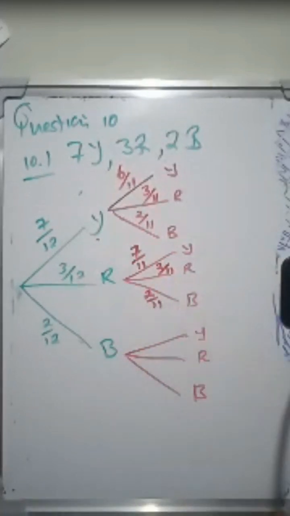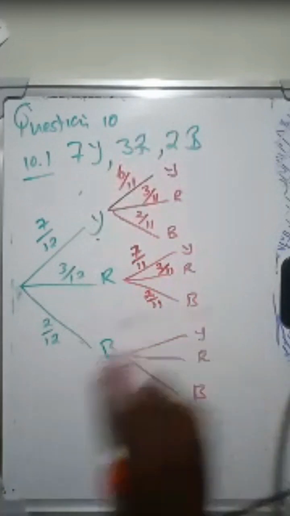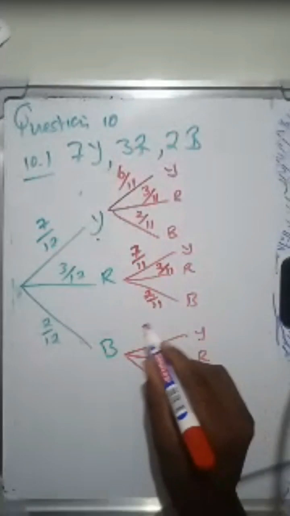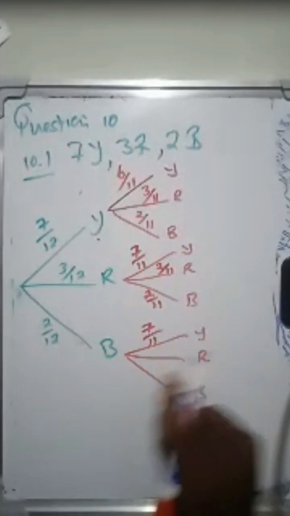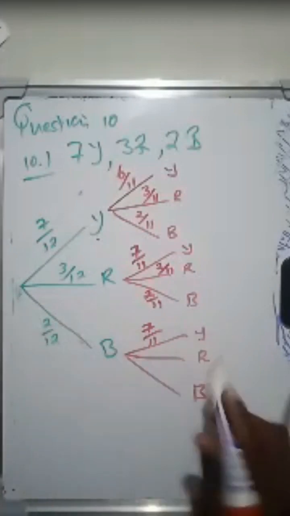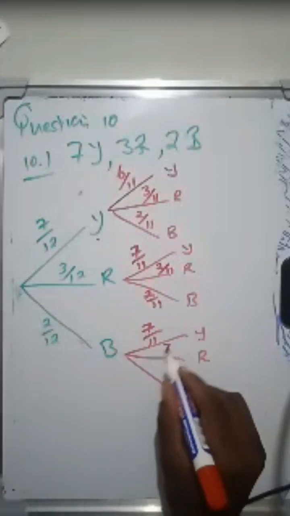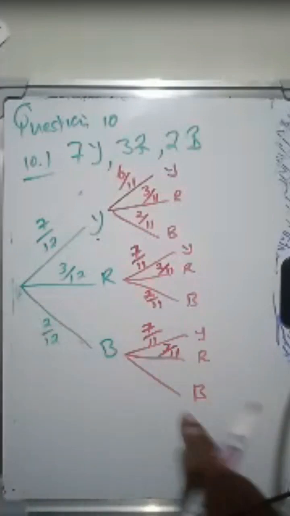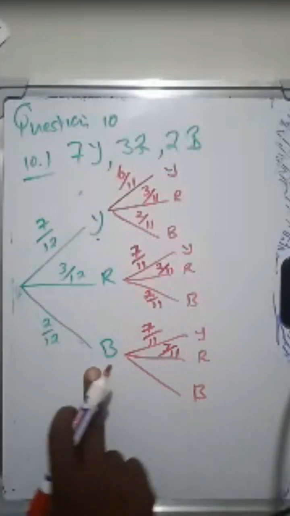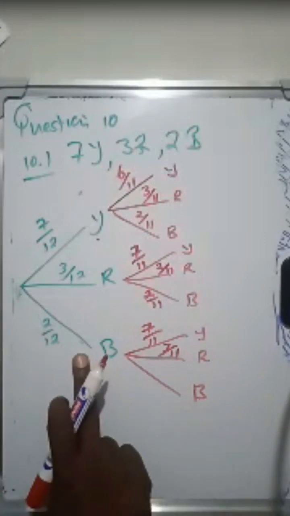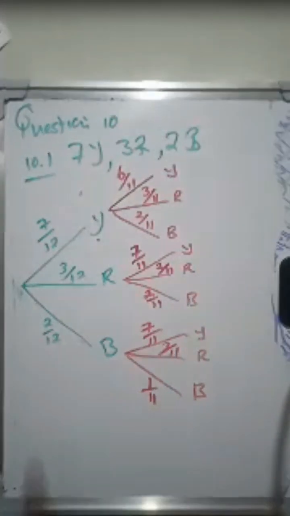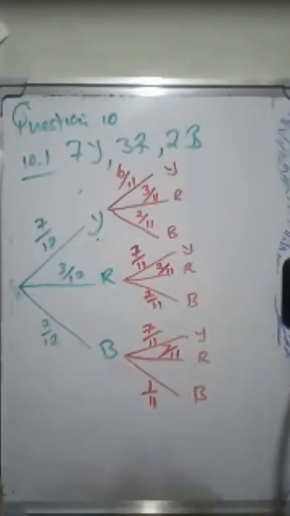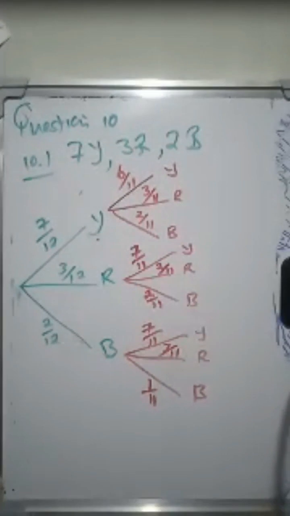Okay? Then down there, yellow was not affected when we picked blue. So there are still 7 out of 11. Then red is not affected on this branch, so we have 3 out of 11. Then blue is affected because it was taken the first time, so we have 1 out of 11. Remember that a ball was picked and it was not replaced. Okay? So what are our outcomes?